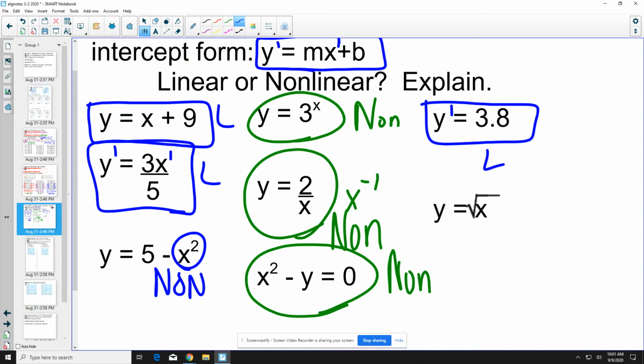And the next one is y equals the square root of x. Well, y equals the square root of x is the same as y equals x to the 1/2 power. The 1/2 means square root. So this is non-linear because x is not to the first power. So when you look at your equations, make sure x is not in the denominator, because if it is, it's x to the -1, which means x is not to the first power. And then also make sure that all your x and y's are to the first power. If they are, you can write it in the form y equals mx plus b, and that means it's linear.